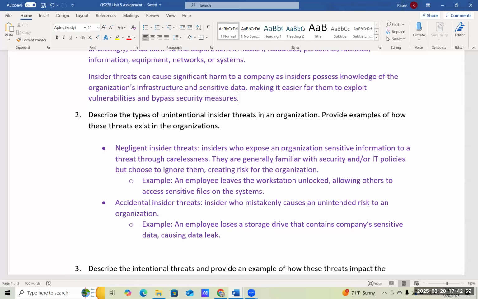Any questions regarding unintentional insider threats?